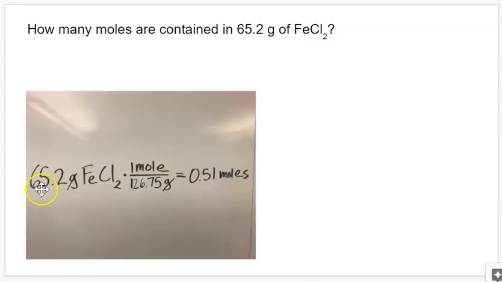So we have 65.2 grams. And then since we're going from grams to moles, I want grams on the bottom and moles on top. The grams cancel out, and I get units of moles at the end, and it's 0.51 moles. That should have one more sig fig on it. Sorry, the sig figs are incorrect in these examples.